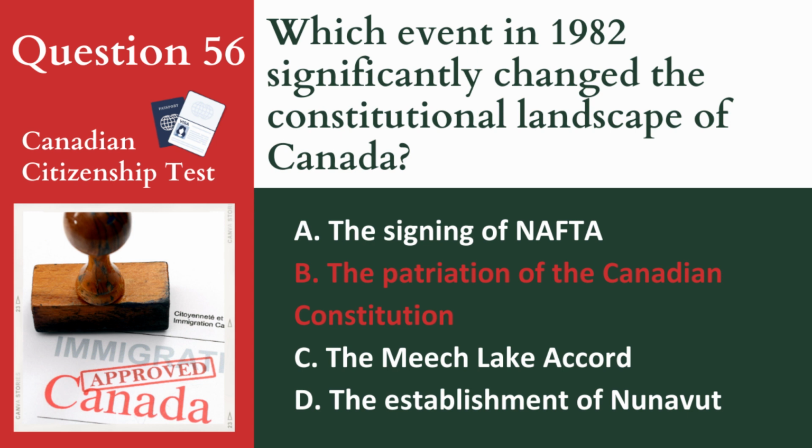Answer: B. The patriation of the Canadian Constitution. In 1982, Canada gained full sovereignty over its constitution through patriation, which included the new Constitution Act and the Canadian Charter of Rights and Freedoms.